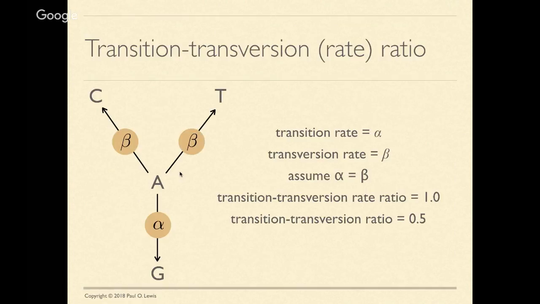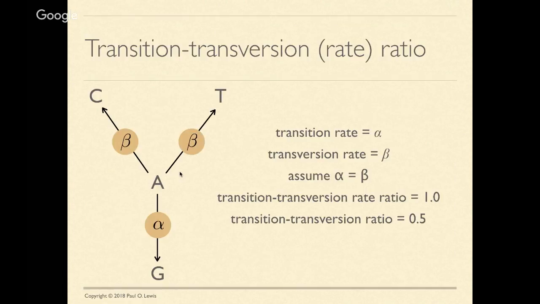So that's the basic idea: because there are more ways of getting a transversion, then you'll have more transversions, assuming all of the things are equal. In reality, in sequences, the transition-transversion ratio is usually greater than 1, because the transitions usually greatly outnumber the transversions.